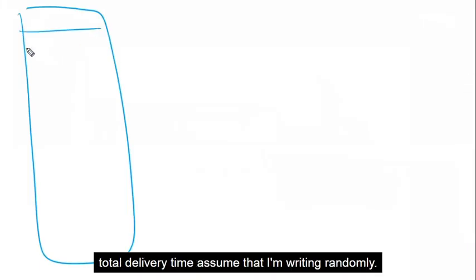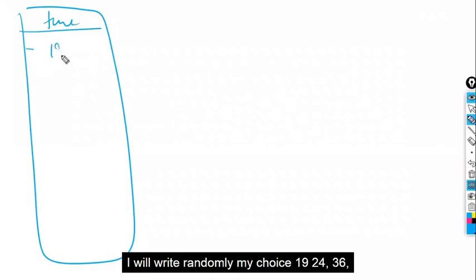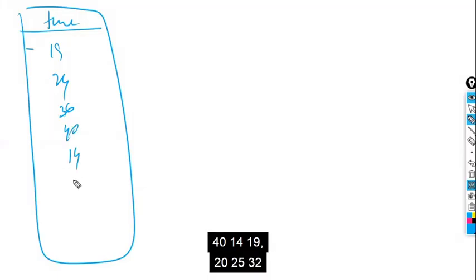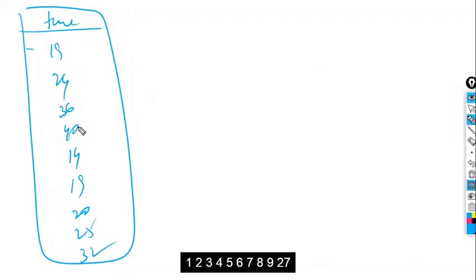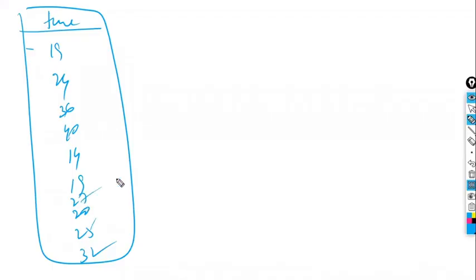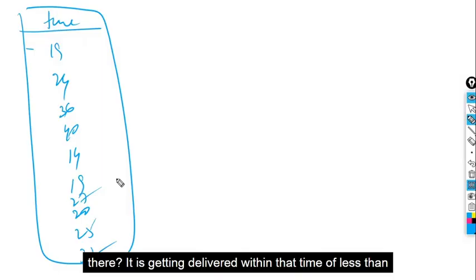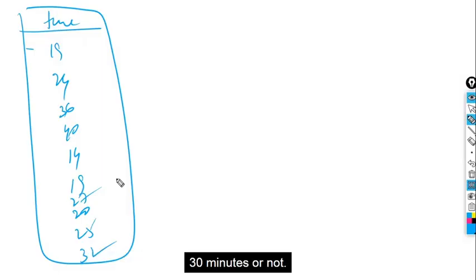For example, I have the total delivery time. Assume I'm writing randomly, my choice: 19, 24, 36, 40, 14, 19, 20, 25, 32, 27. Only 10 deliveries are there, and this is the data. Now I want to check whether the deliveries are getting delivered within less than 30 minutes or not.